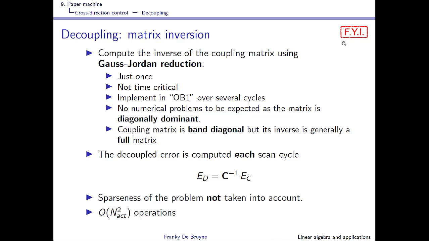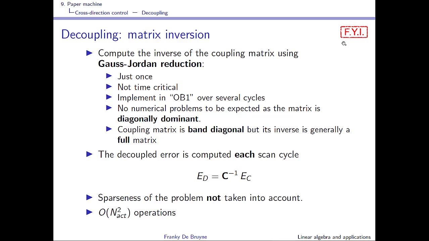So you'll have to implement this in a smart way, so you'll have to decompose your Gauss-Jordan reduction and the computation of your inverse over several cycles, and you'll put this in OB1. This has nothing to do with Obi-Wan Kenobi from Star Wars, but OB1 is the organization block for cycling program processing. This means that the cycles are not always the same. You do not expect numerical problems because this matrix is diagonally dominant. So generally there are no problems when you compute this inverse.